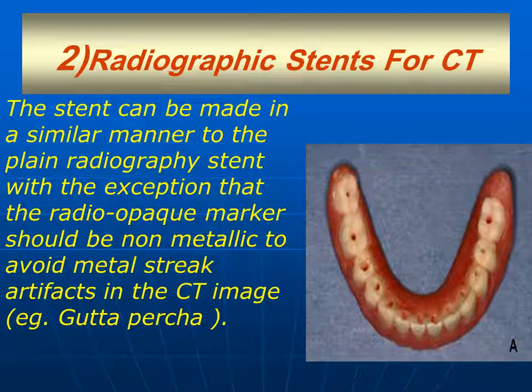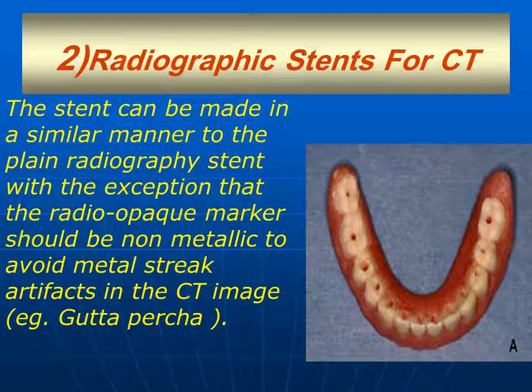The second type, which is the radiographic stents for CT, usually we use a cone beam CT and not a conventional CT. The stent can be made in a similar manner to plain radiography stent. However, the radio-opaque marker should be of a non-metallic type. Why? To avoid metal streak artifacts in the CT image. If you use a metallic marker, it will give a metal streak artifact in the CT image.